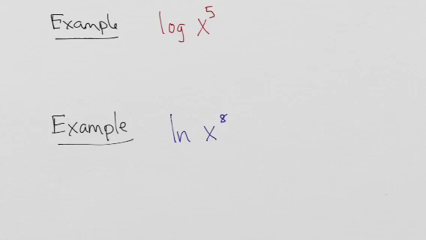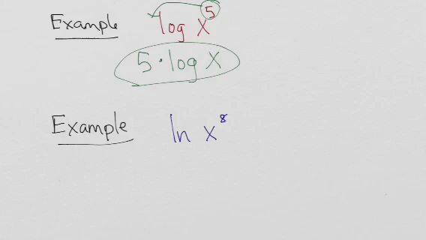So we got log base 10 of x to the fifth power. So again, what's going to happen is this 5, that power, is going to work its way out front and multiply with the log, leaving the x behind with no exponent. Well, same thing with natural logs. That exponent 8 is going to walk its way out front, multiply with the natural log. Whoa, if I could actually spell, not h, but n, and then the x would stay.